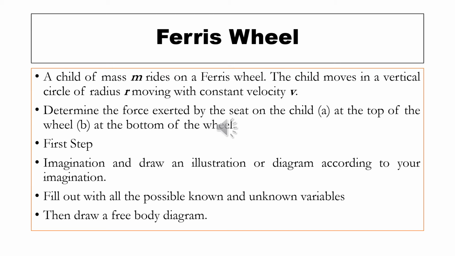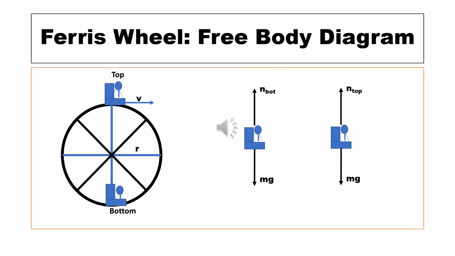Now here is the step. Again, with all your imagination, you have to draw a diagram using all the possible known and unknown variables, obviously forces, and then you have to convert the diagram into a free body diagram. Okay, that is my imagination. You have seen a Ferris wheel. Okay, don't worry about the diagram. You will find the concept here.